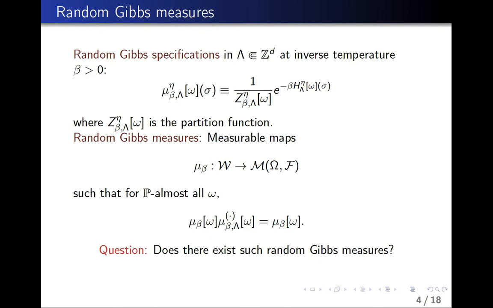Random Gibbs specifications are probability measures with the law given by the exponential of the negative inverse temperature times the Hamiltonian, where Z is the partition function. Note that the random Gibbs specifications are random variables on the probability space Ω. Now, we define the random Gibbs measure as the probability measures measurable on Ω, satisfying almost surely what we call the DLR equation. It is natural to ask whether the Gibbs measure exists, since compared to the ordered system, they have to be random variables on Ω.